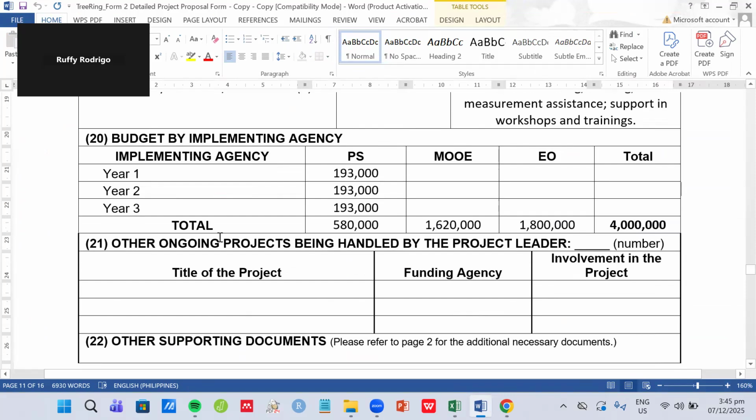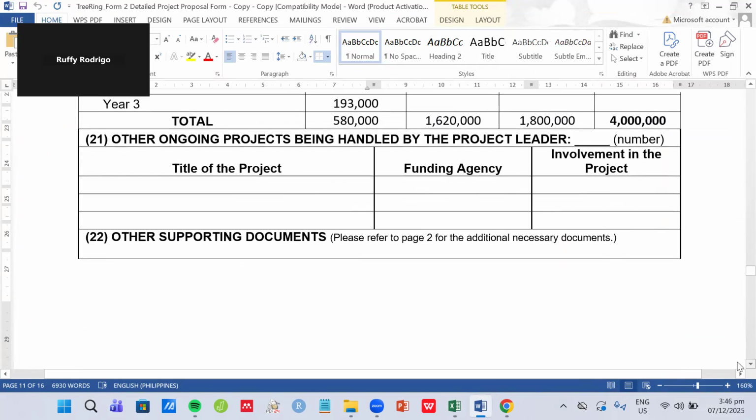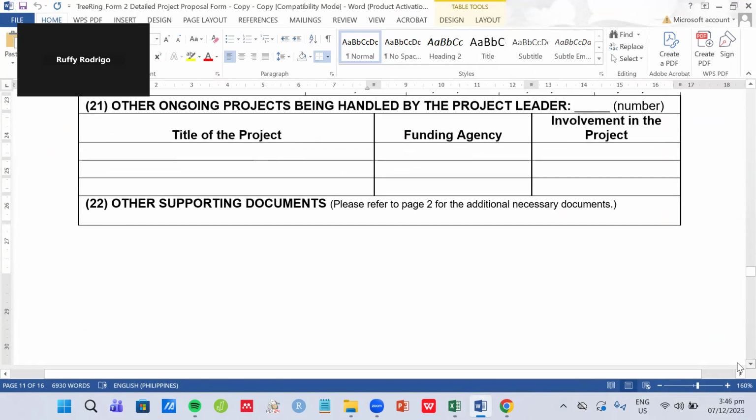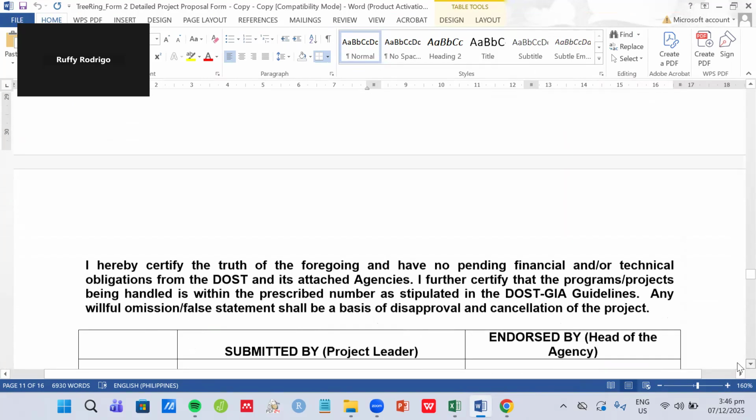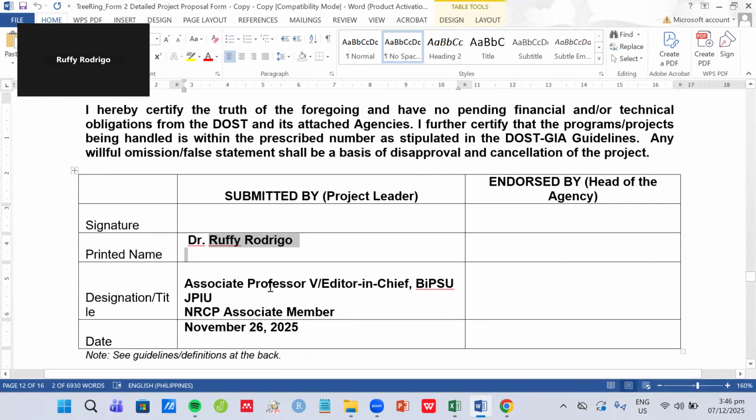Just other projects: if you're handling other projects, you can write them if you have. In this case I put nothing here, but I will probably put some later, and other supporting documents. So I hereby certify the truth, and so on. I am the project leader, professor, member. I put it there because it's more for funding.